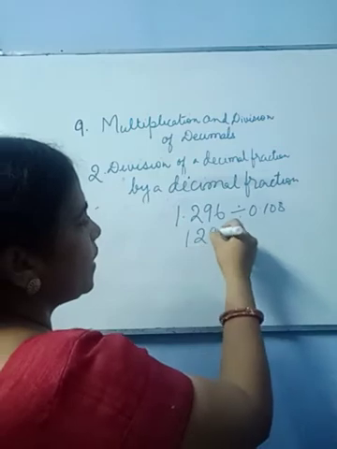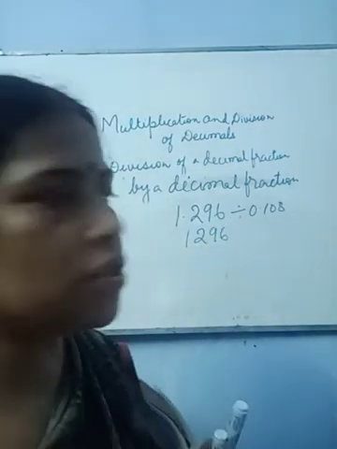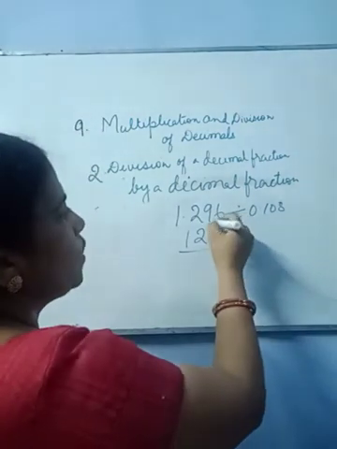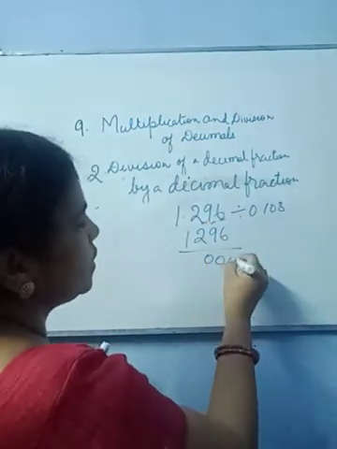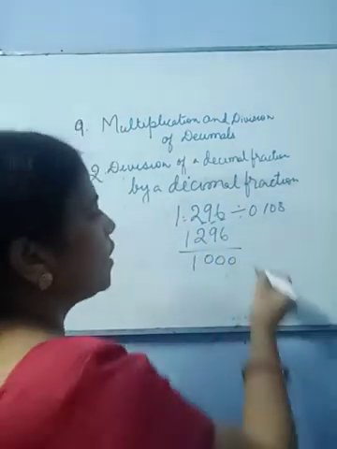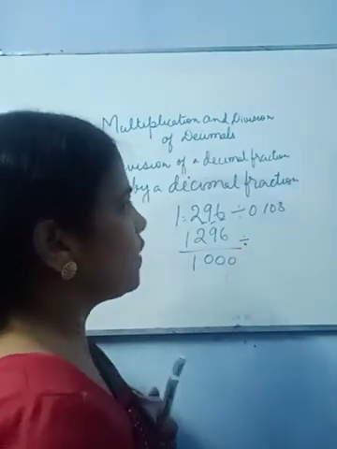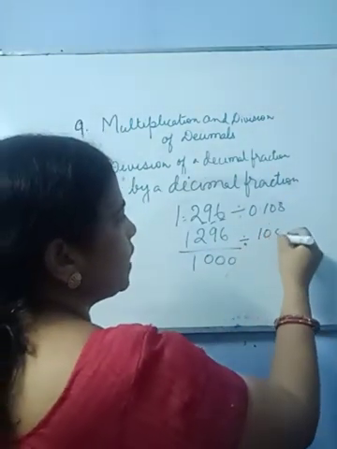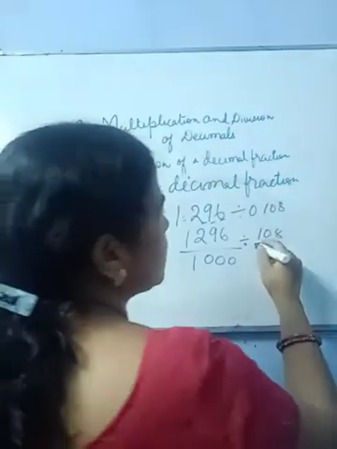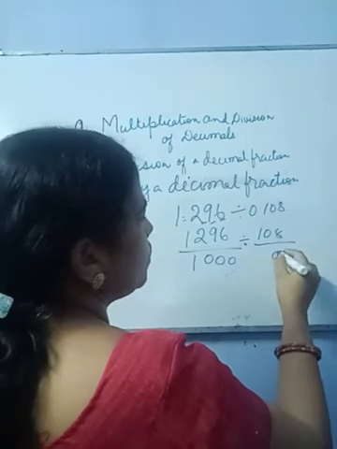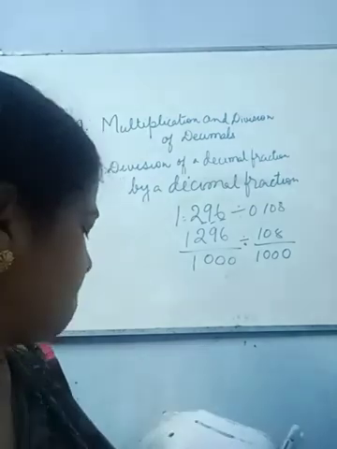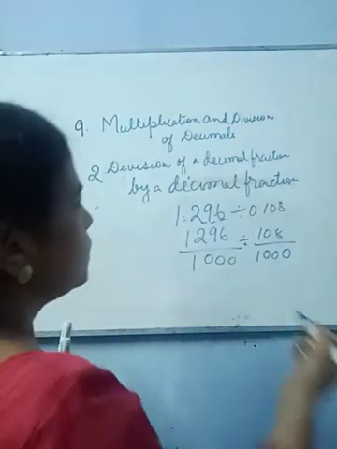Take 1296. How many zeros will we put downside? 1, 2, 3 zeros. Now for this 0.1, divided by what? Divided by 108. Where is the decimal? You see the decimal is after 3 digits. So 0, 0, 0 and then 1 decimal. Now what are we going to do?